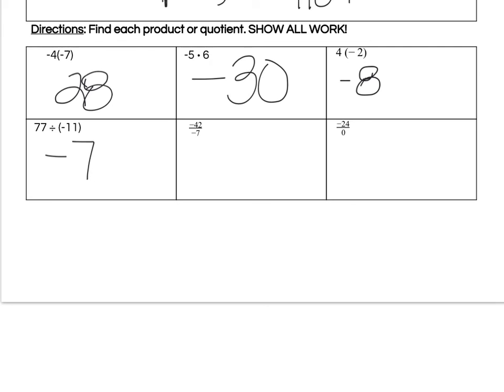Now this little bitty one right here, hopefully it shows up a little bigger on your paper. We have -42 divided by -7. Well, they cancel those negatives out, which means your answer is a +6. Last one of these. -24 divided by 0.